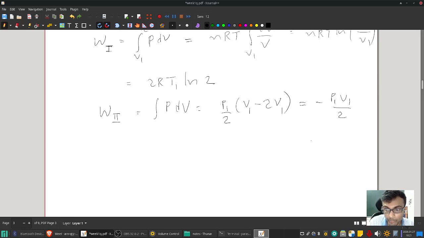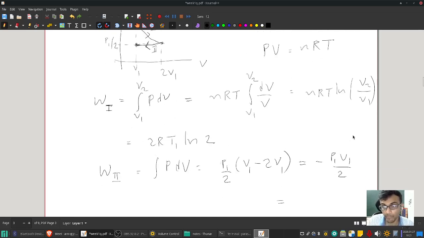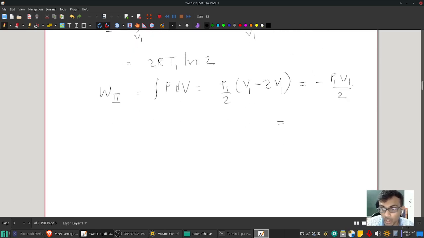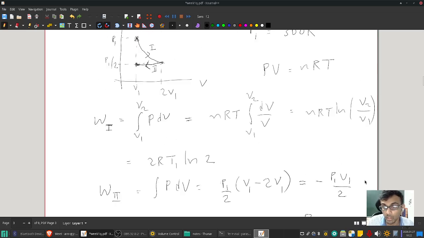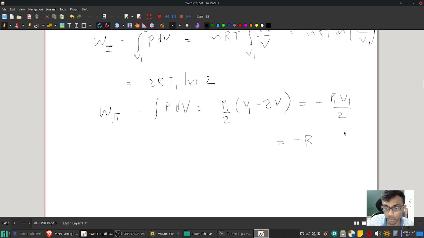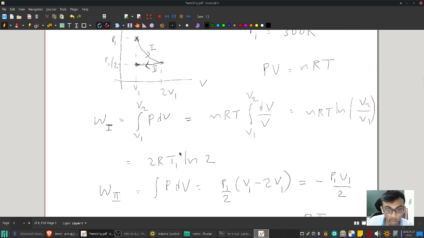Which is nothing but, we can replace this PV here making use of the state equation. So this is nRT. There are 2 moles, so this will be minus R times the temperature here. I mean, P1V1 is nRT1, so this is minus RT1. And finally the work done would be the sum of work done in these two processes.